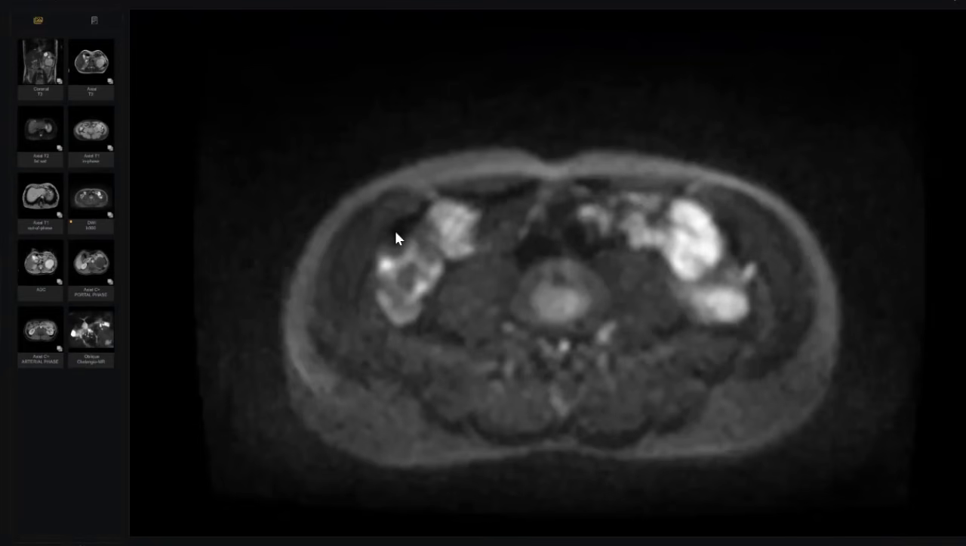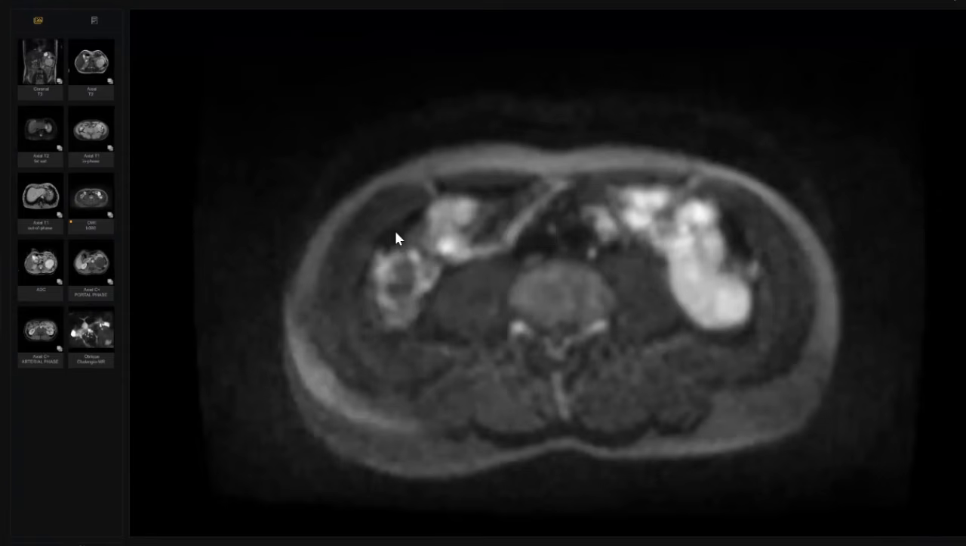Okay, sir. In the diffusion weighted images, the lower cyst is showing diffusion restriction. What does diffusion restriction mean for you? Yes, sir, this is malignant changes. So this is in keeping with RCC, renal cell carcinoma.